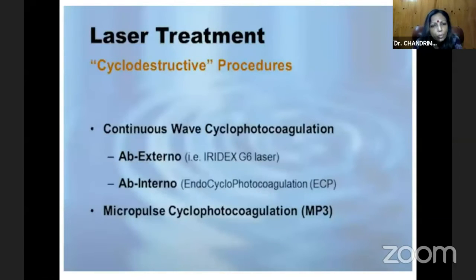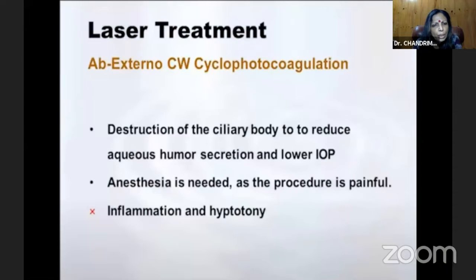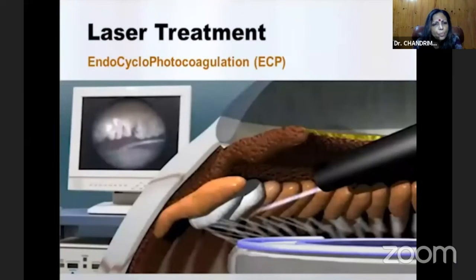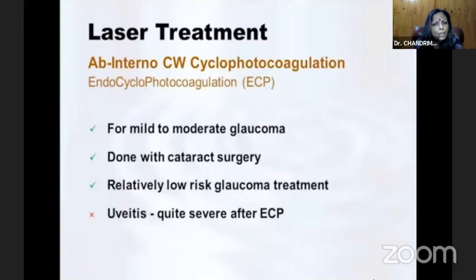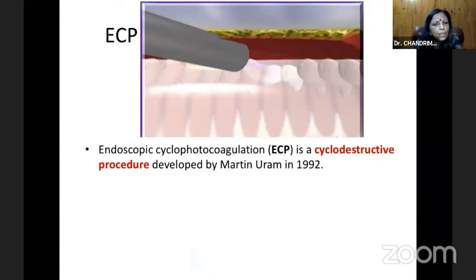And we have the cyclodestructive procedures: the continuous wave cytophotocoagulation, that's ab externo and ab interno, and the micropulse cytophotocoagulation. So what we're actually going to talk about is the micropulse, which is being used nowadays. Endocytophotocoagulation is for mild to moderate glaucoma done with cataract surgery, relatively low risk, and of course is to be avoided in uveitic eyes.